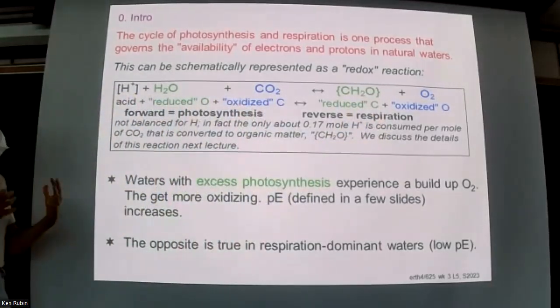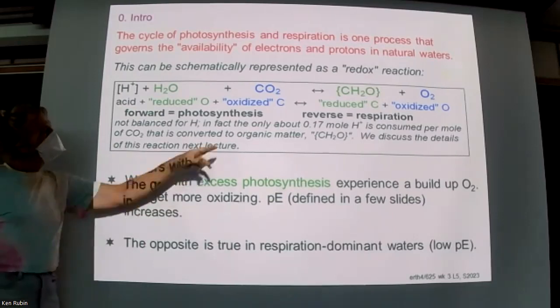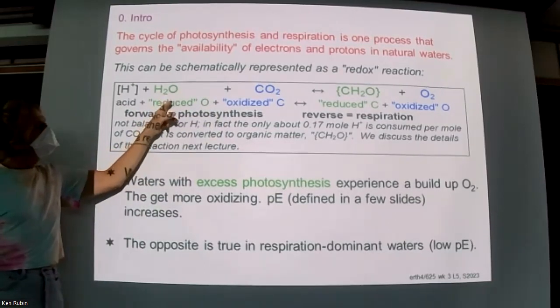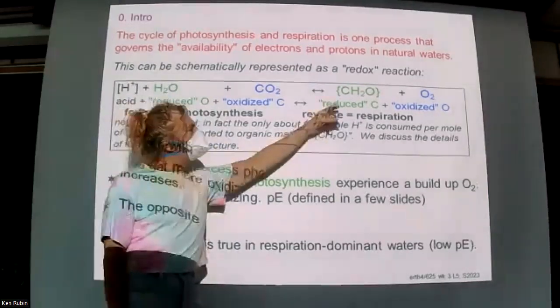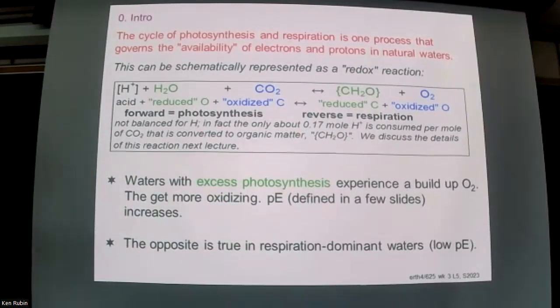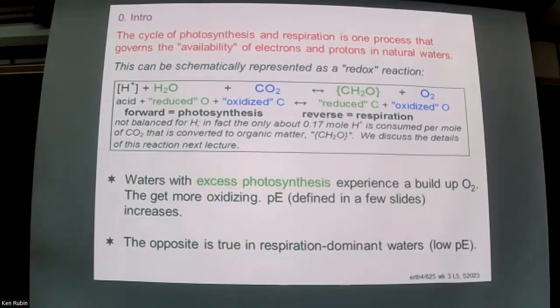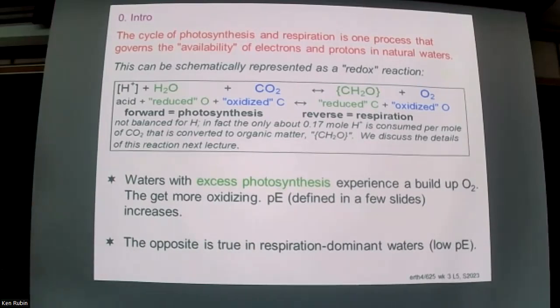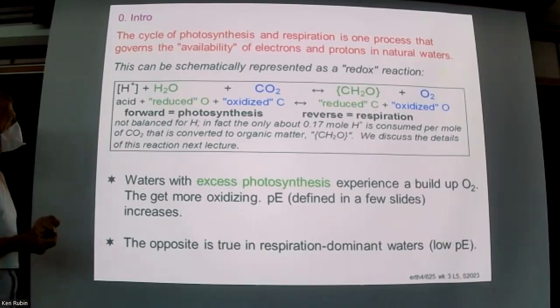But I want you to emphasize what I've highlighted here in the colors: here we're taking oxidized carbon in the presence of reduced oxygen and making reduced carbon and oxidized oxygen. Hopefully those terms are familiar to you. Oxidation and reduction is a very important process. Oxidation is the process of losing electrons, and reduction is the process of gaining electrons.